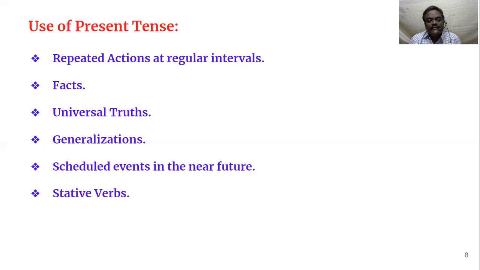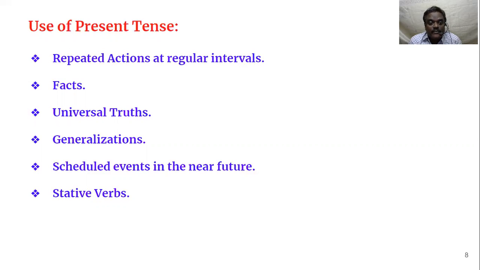Then scheduled events in the near future. Suppose something is already pre-planned, suppose a timetable. We have English class tomorrow at 10 a.m. We have English class as per timetable. It is already scheduled. In the same way, the train leaves at 10 p.m. So it is a scheduled event. Such scheduled events are expressed in simple present tense.